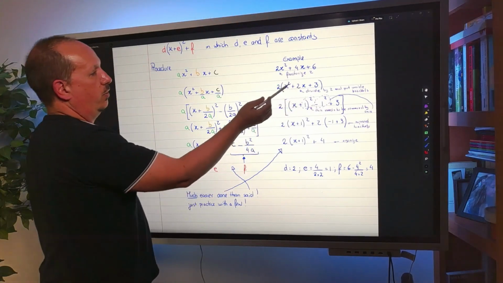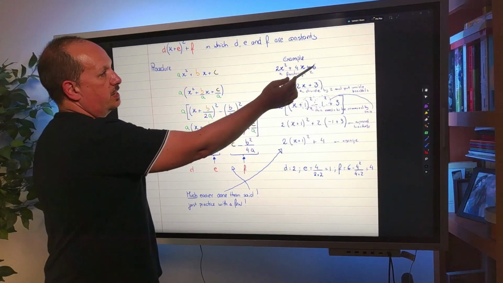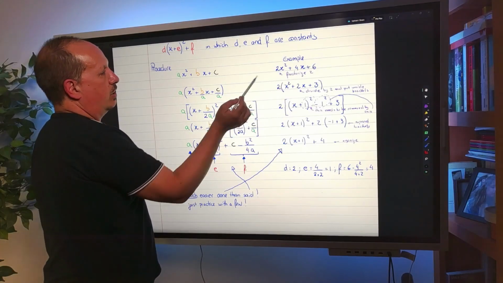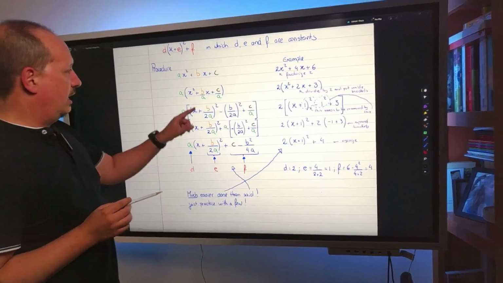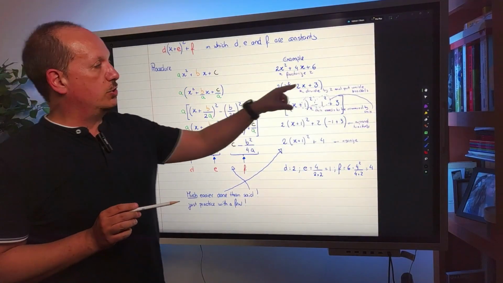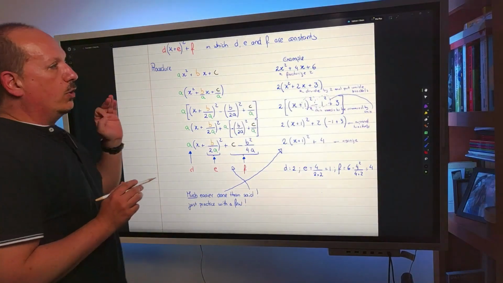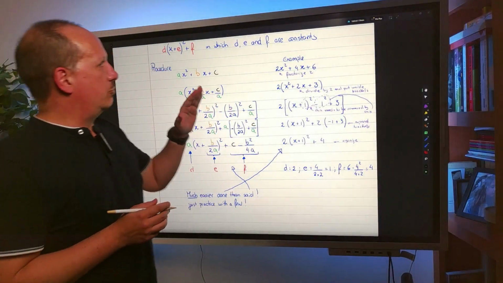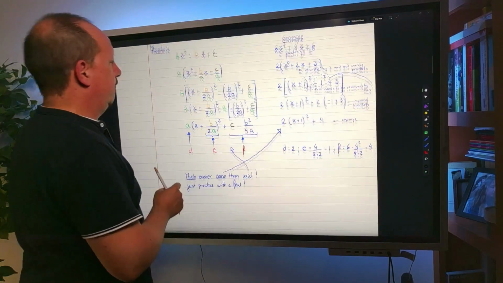Your b is 4, your a is 2, so 4 divided by 2 is 2. Here your c is 6, your a is 2, so 6 divided by 2 is 3. See how these letters actually correspond to numbers in the real situation? Okay. Now, what is the part that actually relates to completing the square?